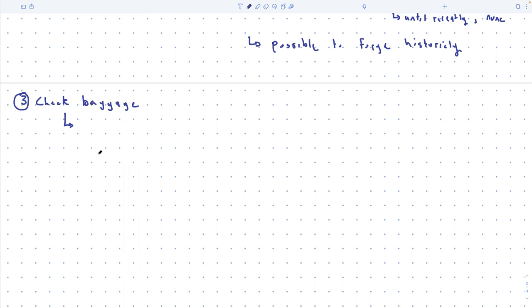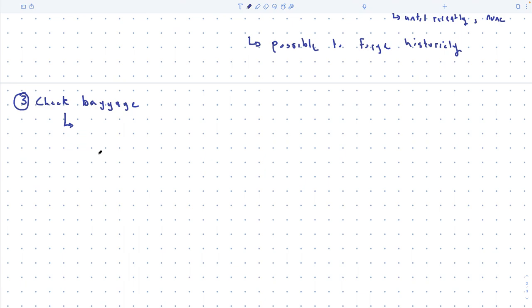Okay, so what do you do when you want to check your bag? So I have a suitcase. What do I have to do? So I show up at the airport. I go to the kiosk. I have my boarding pass. Maybe it's on paper, in my hand. I have my bag. What do I do with it? Okay. So there's going to be some tag.